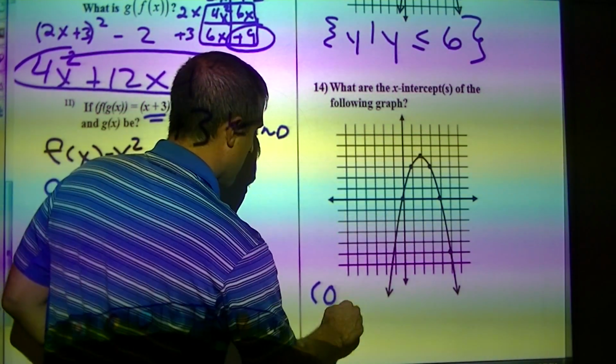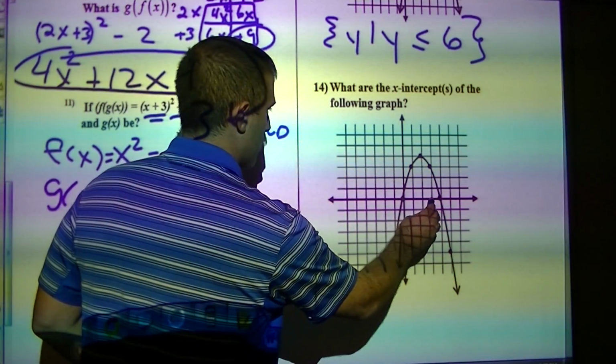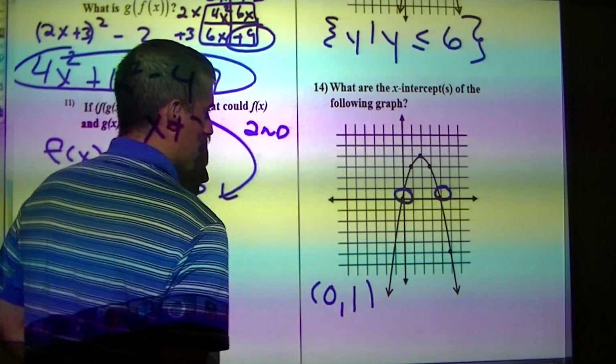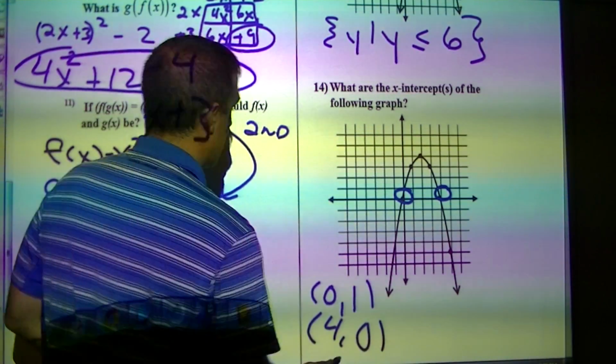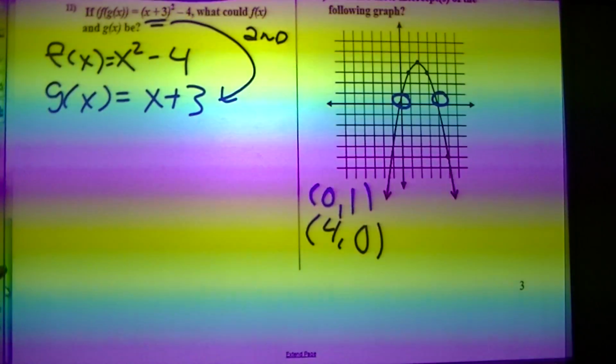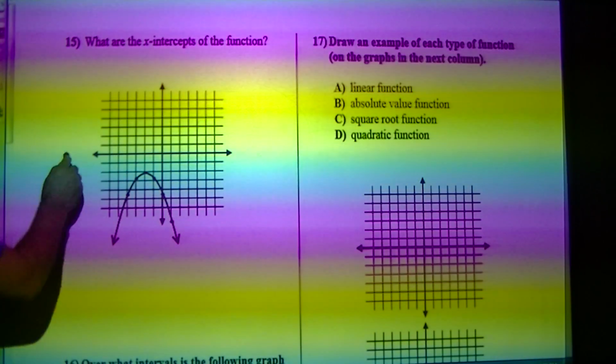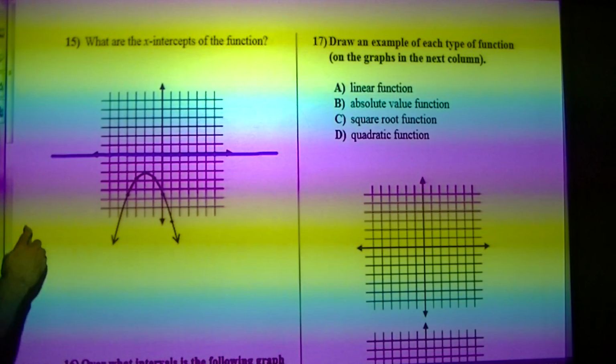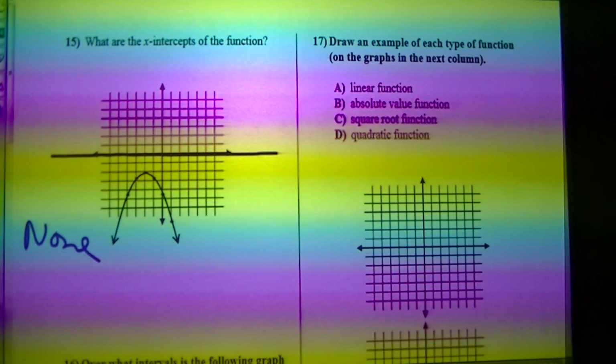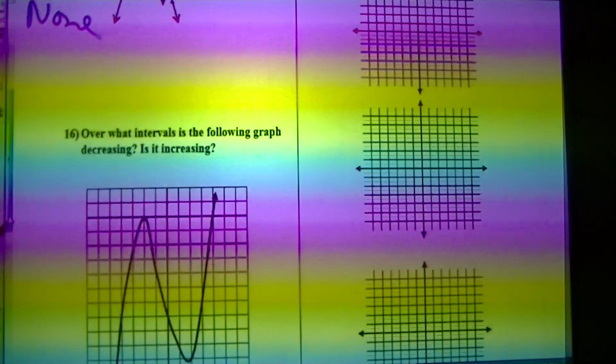All right, 14, what are the x-intercepts of the graph? All right, 0, 1 is an intercept, and 1, 2, 3, 4. So these are the intercepts. All right, so that's 4, 0. Okay, pretty simple there. Pretty simple stuff. All right, moving on to 15. What are the x-intercepts? Now, this is the x-intercept line. Doesn't cross, so there are none. Okay, moving right along, 16.